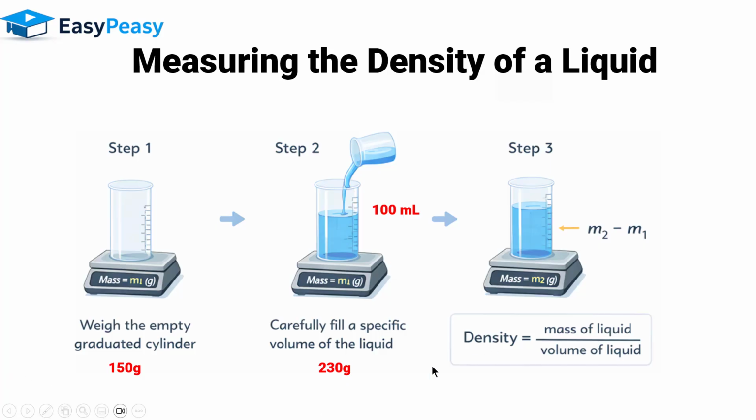Now we have both masses, just minus 150 from 230, and we will get the mass of the liquid that we are measuring, and that is 80 grams. Now we have 80 and 100, both values are here. Let's put them in the formula. So it will be 80 divided by 100 equals 0.8. So the density of this liquid is 0.8 grams per ml. So we use the unit ml for liquids and centimeter cube for solids.